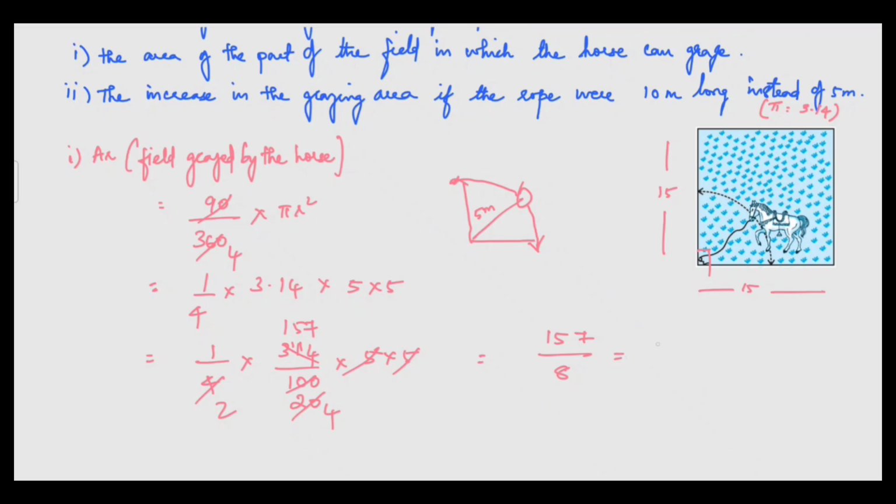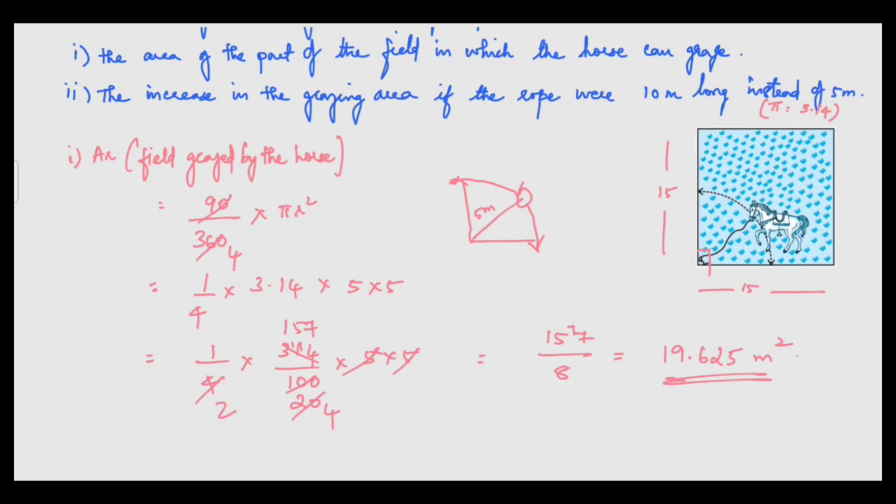On further dividing we get 8 1s are 8, 8 9s are 72, 8 6s are 48, 8 2s are 16, 8 5s are 40. So we are left with 19.625 meters square.